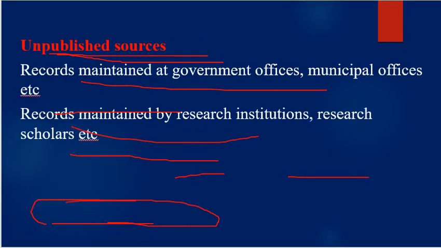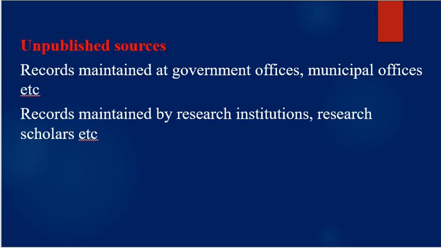And finally we'll see unpublished sources. Unpublished sources are still secondary sources. They include records maintained by government offices, such as municipal offices, and records maintained by research institutions, which we already discussed, and by research scholars. These are kept as records but are unpublished. So these are certain unpublished sources.